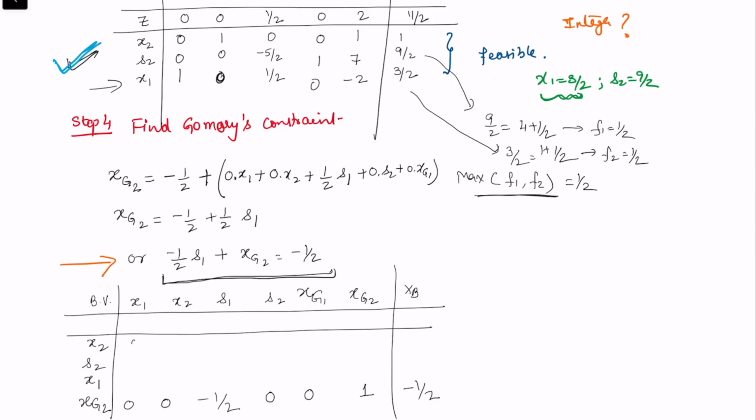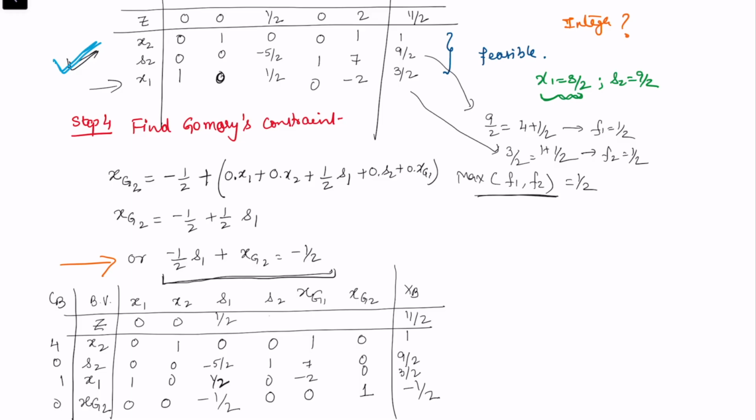The remaining entries I am going to write from the previous table in the same order. So this is 0, minus 5 by 2, 1 by 2, 0, 1, 0, 1, 7, minus 2, and this is 0, 0, 0, 1, 9 by 2, and then we got 3 by 2. And then we calculate this correspondingly to the CB. Now, because these are slack variables, obviously their cost is 0, and x1, x2 are as given in our original problem. X1 is 1 and x2 is 4. So we calculate the Z row and we get this value.